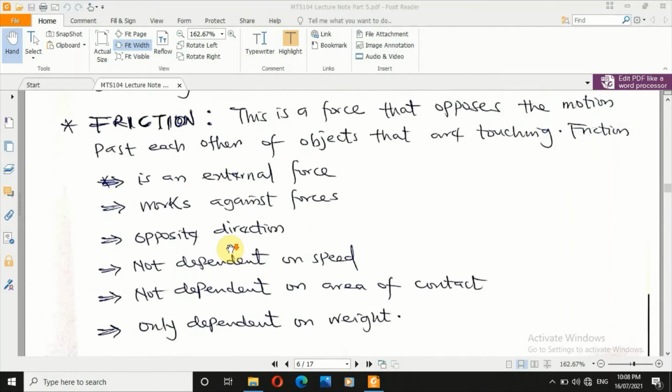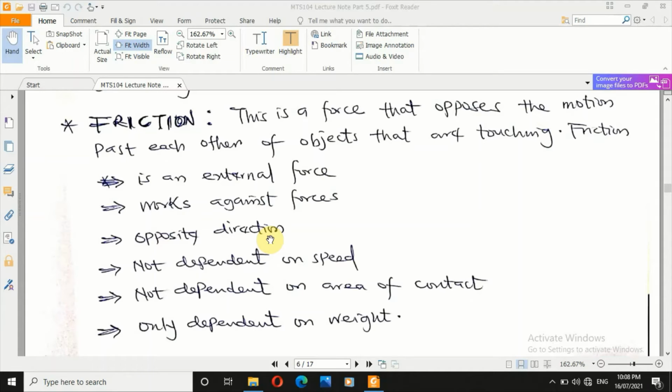So let's take a look at friction again. It's a force that opposes the motion of objects that are touching as they move past each other. Friction is an external force. Friction works against forces. Friction opposes direction, so if the object is going forward, friction will be going backward. It is not dependent on speed. Friction is also not dependent on the area of contact. It is only dependent on weight.